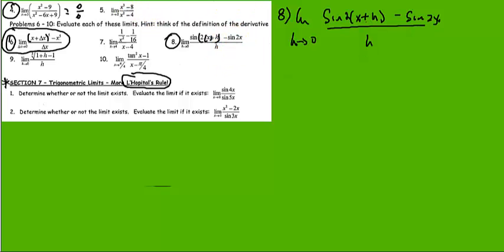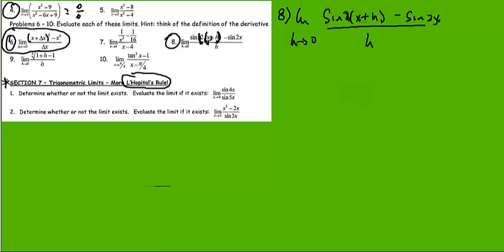Let me fix that by putting parentheses here and here, since this parenthesis doesn't belong there. So this is what we have, all over h.